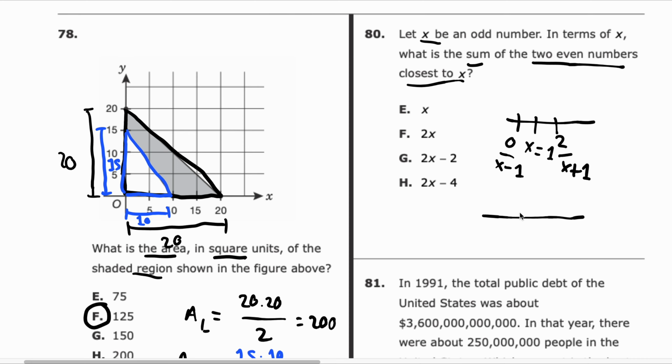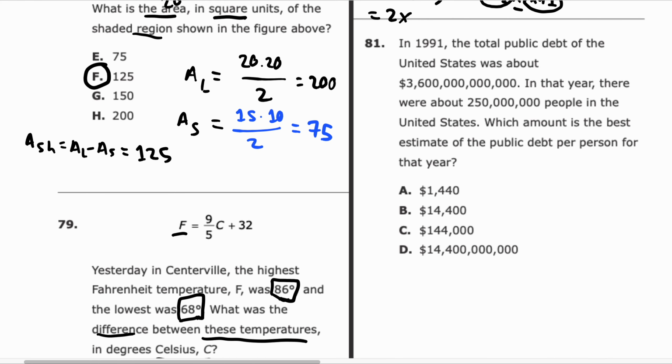So more generally, if we have x and x is an odd number, then if we increase x by 1, that's going to be an even number. If we decrease x by 1, that would be an even number as well, if x is odd. And now we're being asked what the sum is of those two even numbers closest to x. So that would be x minus 1 plus x plus 1, and that would just be 2x. Okay.